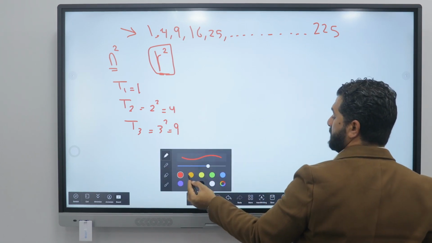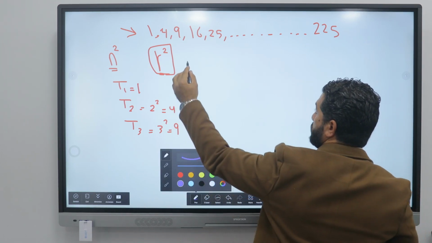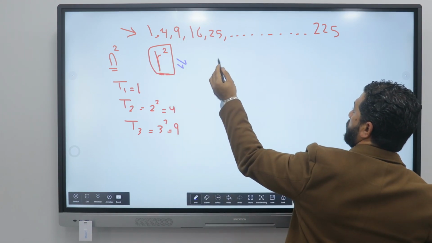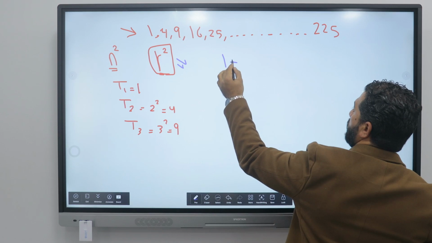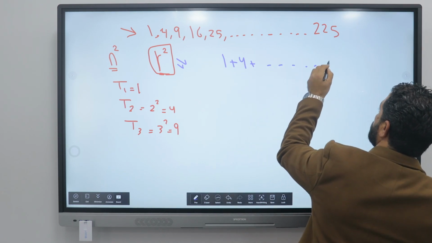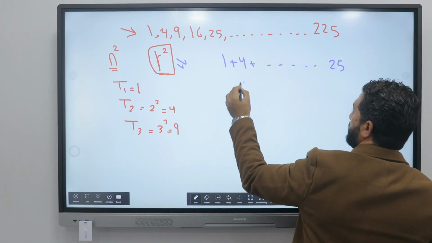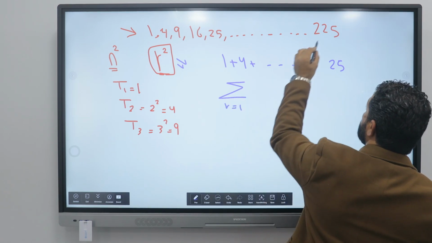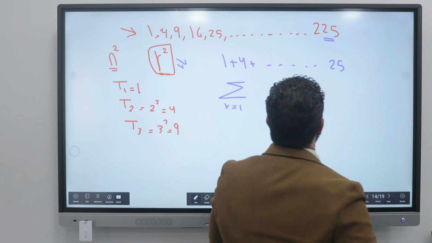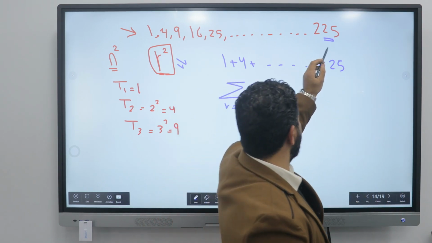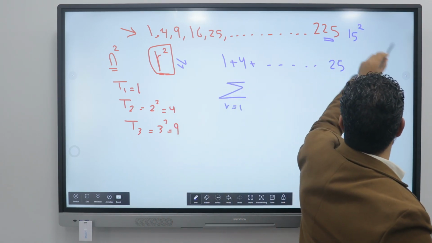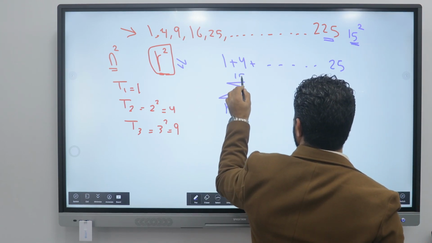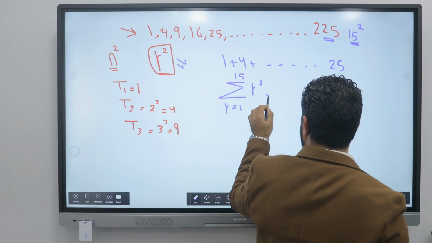And what is the question here? The first question is to find the nth term. This is the nth term. And what is the second question? To find the sum of all these terms here, to reach 225. This is the summation, r from 1, and don't say 225. You know, because 225 can be written as 15 to the power of 2. So r from 1 to 15, r to the power of 2.